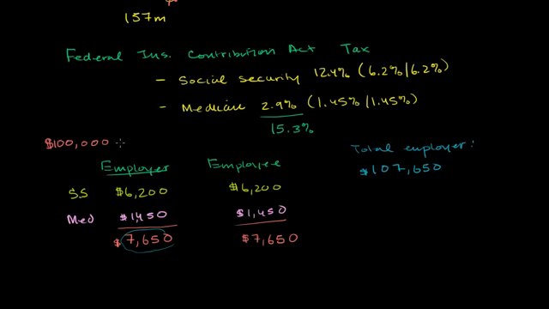So the employee is going to take home probably on the order of $60,000 to $70,000. So above and beyond this thing right here. So even though the employer is paying this much, the employee is getting a lot less in terms of what they get to take home.